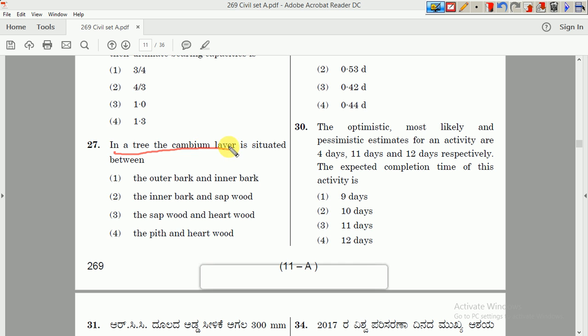Again, in a tree the cambium layer, again make use of the diploma book for the concept, which comes under timber. Okay, read the timber topic in diploma questions, you will get a brief idea about this. The answer is Innerbark and Sapwood. See, I am just analyzing the paper, how the questions are going to be and what sources you are going to refer to for certain types of questions.